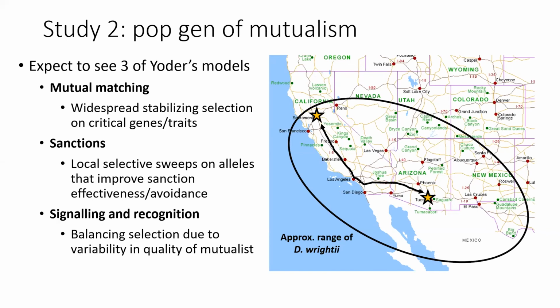And finally, signaling and recognition, in which we would observe balancing selection on certain genes due to variability in the quality of the mutualist. So Manduca is not very consistent from year to year, and so their population density can vary. And so I wouldn't expect selection to be always constant throughout the entirety of the range every year.